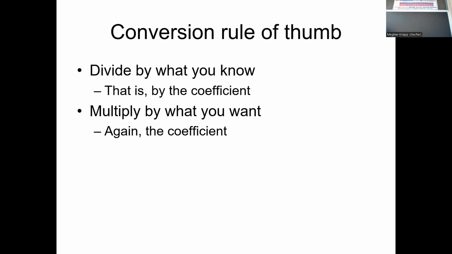This is the same way stoichiometry works too, where if I know moles of my reactant and I want to figure out how many moles of product I'm going to get, I'm going to take my moles of my reactant, divide by the coefficient of the reactant, multiply by the coefficient of the product, and that's going to get me what I want. So divide by what you know, multiply by what you want to know.